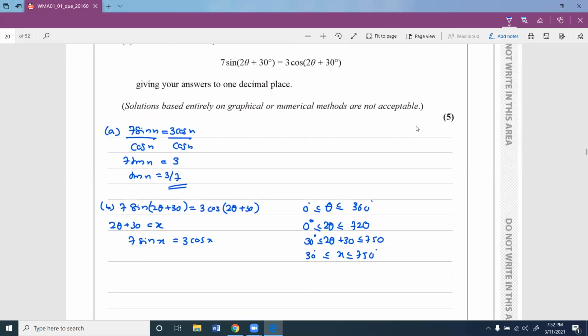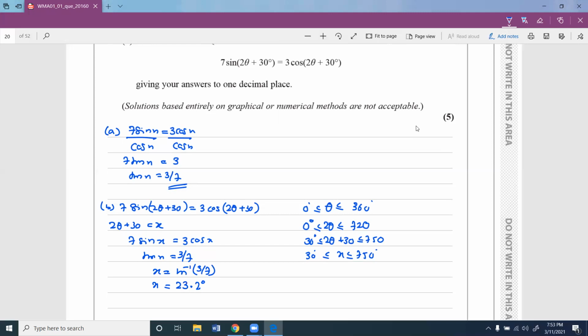For this, it's the same thing: tan x equals 3 over 7. Then x equals tan inverse 3 over 7. Remember that your final answer should be in degrees. Therefore, make sure you operate your calculator in degree mode. Always be particular about the format they are referring to. Tan inverse 3 over 7 is 23.2. This is my first angle.